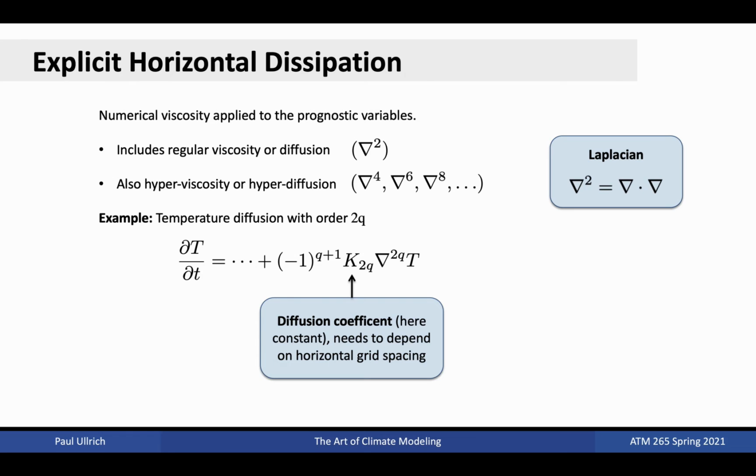Particularly for high-order methods like spectral transform and spectral element methods, second-order viscosity tends not to be sufficiently scale-selective. That is, it has too much impact on longer waves and not enough near the truncation scale. As a consequence, it's common in these models to use hyperdiffusion or hyperviscosity, which uses powers of the Laplacian operator. That is, fourth derivatives and sixth derivatives, or even eighth derivatives. A tuned diffusion coefficient is employed in each case that depends on the horizontal grid spacing.